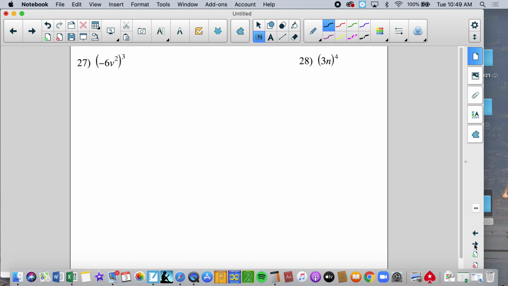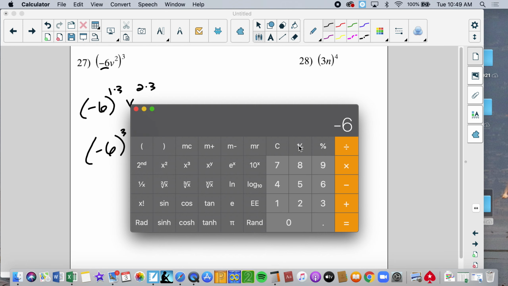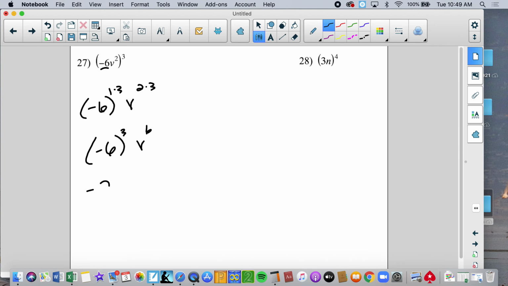We again have a negative coefficient. To the 1st times 3, v to the 2nd times 3. That's negative 6 to the 3rd, v to the 6th. Negative 6 to the 3rd gives me 216. Notice it is negative 216. We have negative 6 times negative 6 times negative 6. We have 3 negatives multiplying each other. When we have an odd number of negatives multiplying, we will always end up with a negative answer.